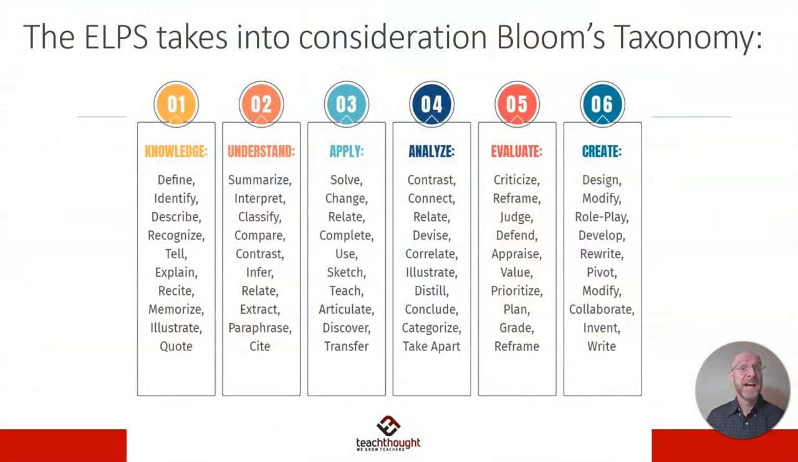The great news is ELPS takes into consideration Bloom's taxonomy. As you can see from this chart, we're moving through each of our ESL levels, starting with level 1, where we might want to help students define, identify, describe concepts, and then move them all the way through to that upper level of Bloom's taxonomy, that upper level of our ESL classes, to help them create, design, modify, and role play. You're also going to see these action verbs throughout the ELPS handbook, and you will definitely see them throughout the Ventures series and Standout series.